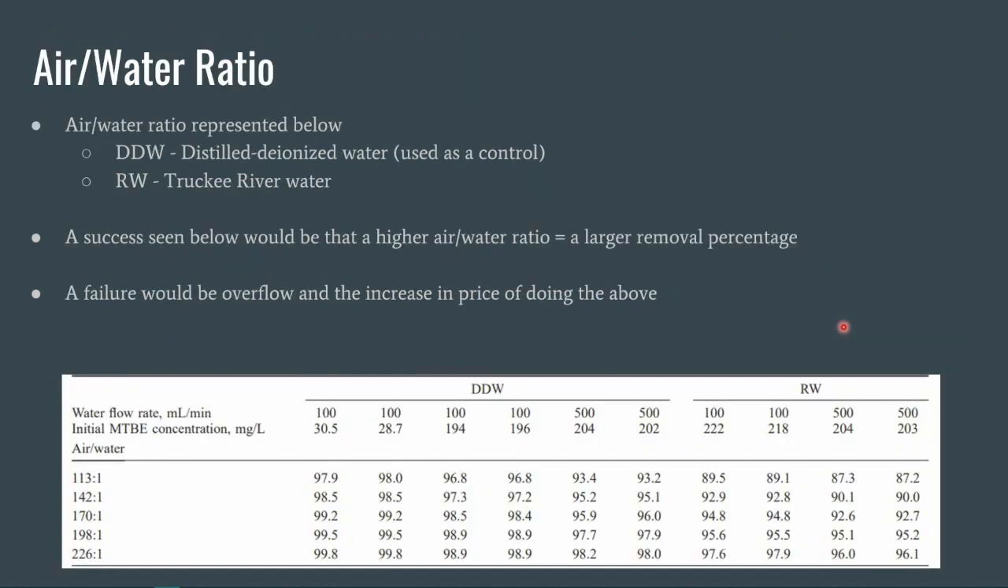On this slide, you will see the following table comparing different air-to-water ratios. It shows distilled deionized water as a control with MTBE spiked, while the river water is a raw sample. As you can see, there is a direct correlation with the air-to-water ratio. As the ratio increases, the greater the removal percentage is. A negative effect of this would be that the increase of airflow would cost much more, which will be discussed later.